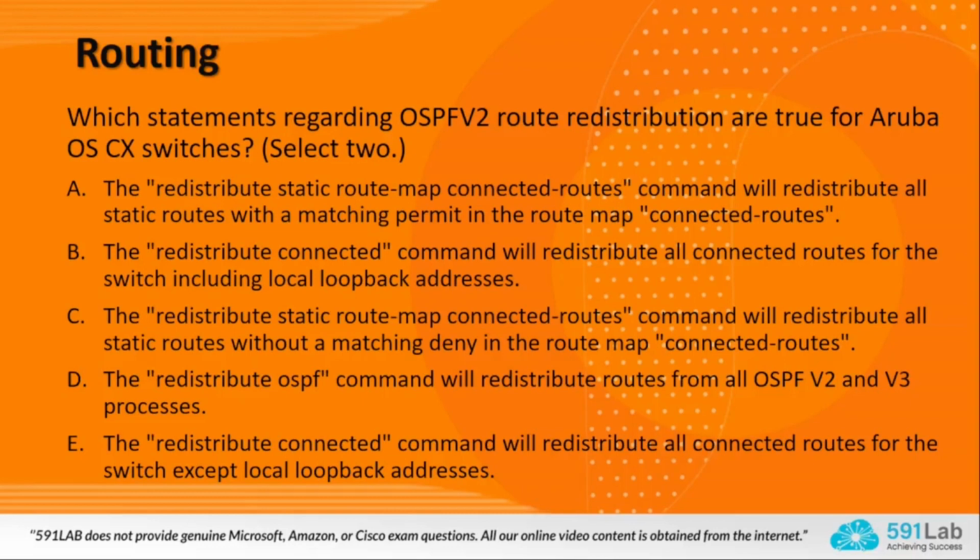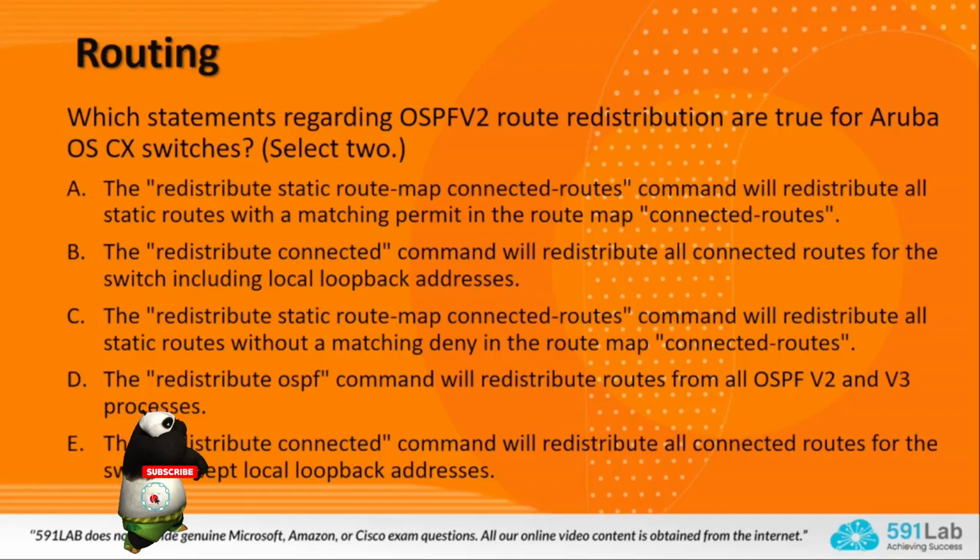Option C, the redistribute static route-map connected-routes command will redistribute all static routes without a matching deny in the route map connected-routes. If the route map contains a deny entry, then that route won't be available for further processing. Only the entries with permit are allowed for further processing if matched. This is wrong. Option D, the redistribute OSPF command will redistribute routes from all OSPF version 2 and version 3 processes. The question is about OSPF version 2 route redistribution. The redistribute OSPF command is applied under the OSPF version 2 process or the OSPF version 3 process. Then only OSPF version 2 routes or OSPF version 3 routes will be redistributed into the relevant process, but not both version 2 and version 3. So this is not correct.